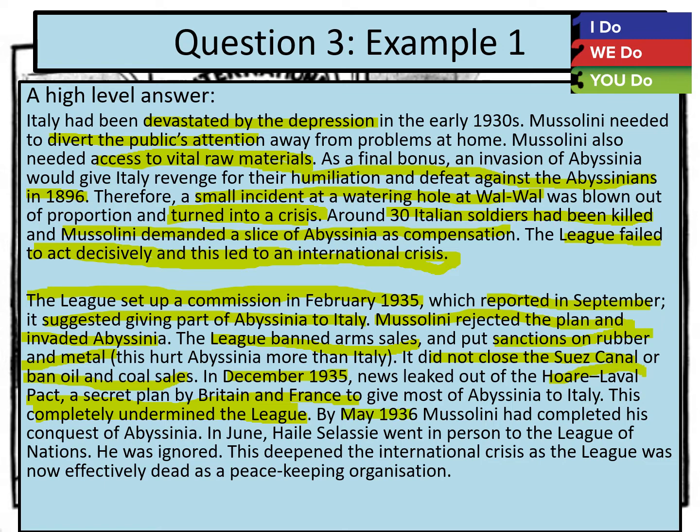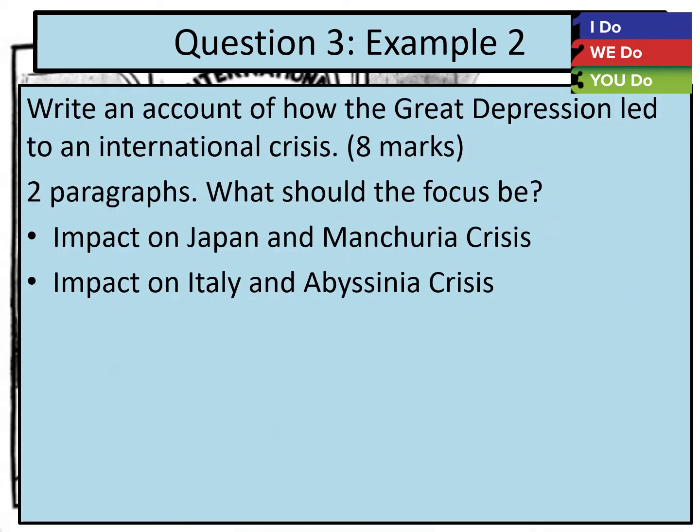By May 1936, Mussolini had completed the conquest. In June, Haile Selassie, who was the Emperor of Abyssinia, went to the League of Nations. He was ignored. This deepened the international crisis, as the League was now effectively dead as a peacekeeping organisation. So what this answer contains is lots of information about what happened, but also a clear eye on the question and a clear link back to why this led to a crisis. So that is our first example of how you would answer this kind of question.